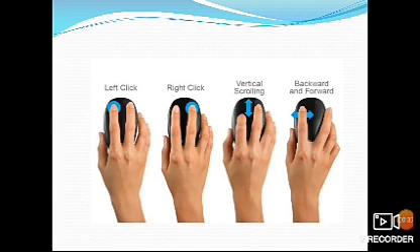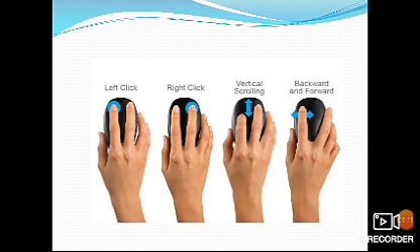We can click a mouse in two ways, left click and right click. See, I have shown you where the left click and the right click are. When you click on the left button, that is known as left click. When you click on the right button, that is known as right click. Left click means to press and release the left button of the mouse. Right click means to press and release the right button of the mouse.